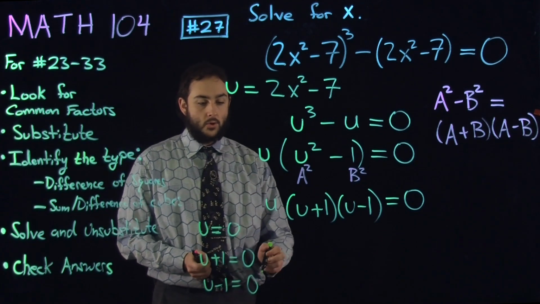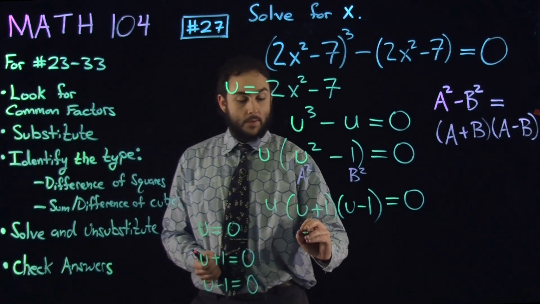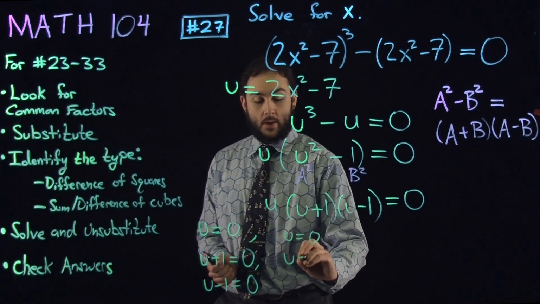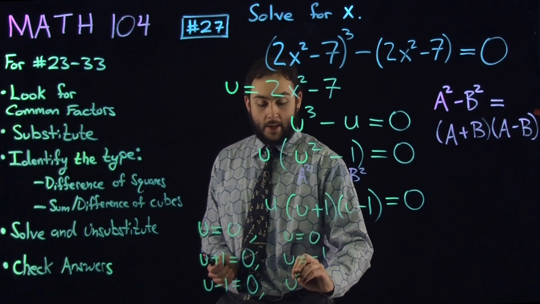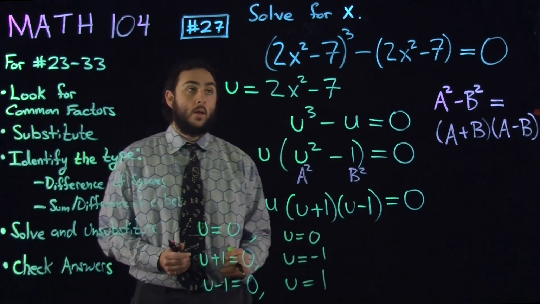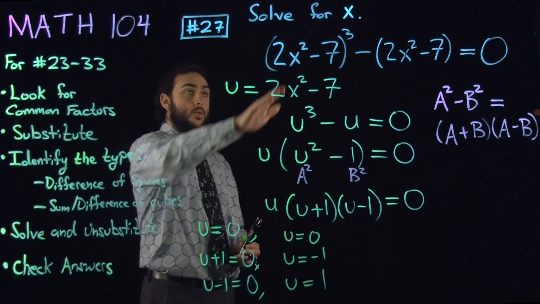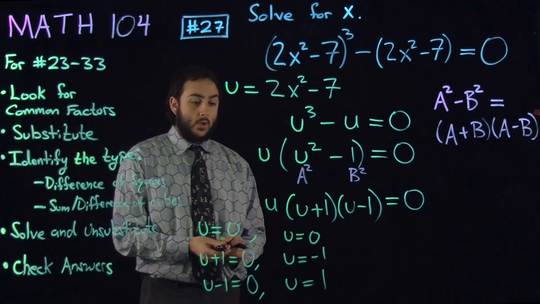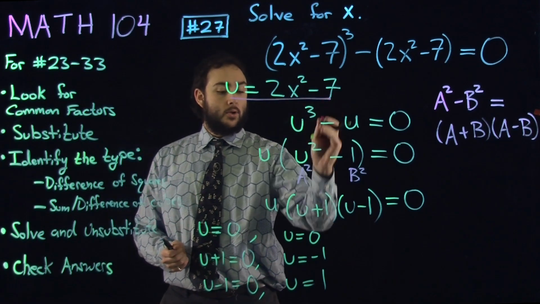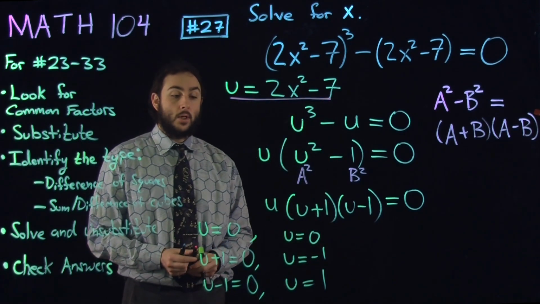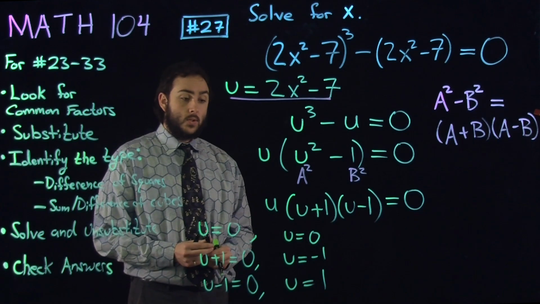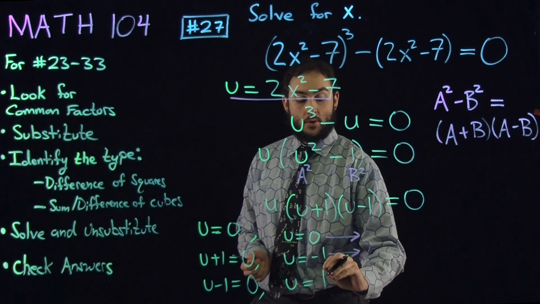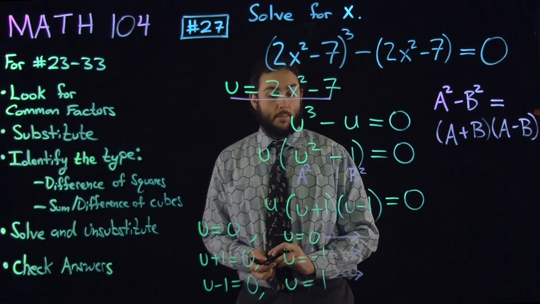It's straightforward to figure out what u must be in each of these equations. Here we have u equals 0. Here we have u equals negative 1. And here we have u equals 1. But remember, our goal was to solve for x, and all we've done so far is solve for u. So now we're going to take our original substitution and rephrase these equations in terms of x. Everywhere I see a u, I'm just going to replace it with 2x squared minus 7.